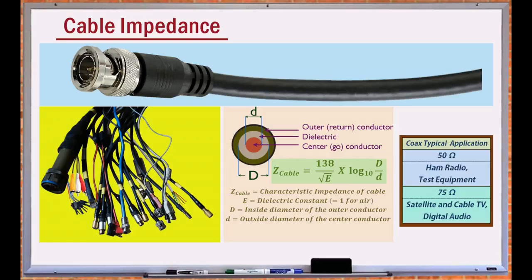Cables are available in several characteristic impedances, each optimized for a specific application. For example, a 50 ohm coax is used in low-loss applications, and a 75 ohm coax for maximizing the power to the load.